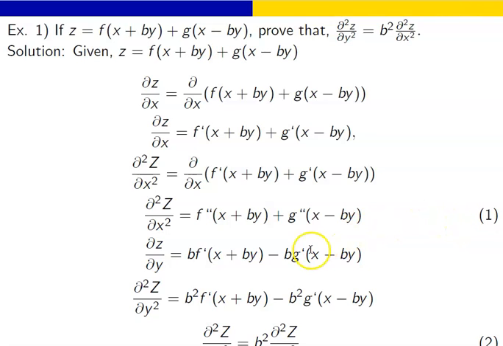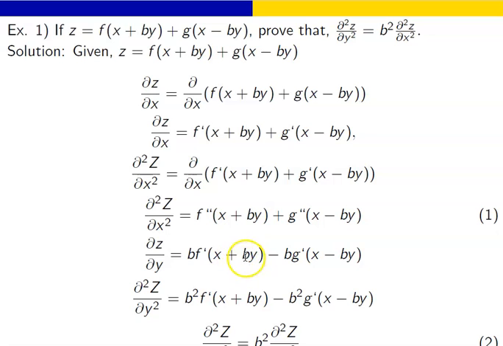Now to find the value of dou 2z by dou y square, what is dou z by dou y? Similarly, I can find the value of dou z by dou y. To find it, what we need to do is differentiate z partially with respect to y, keeping x constant. So the derivative of f of x plus by is f dash of x plus by.